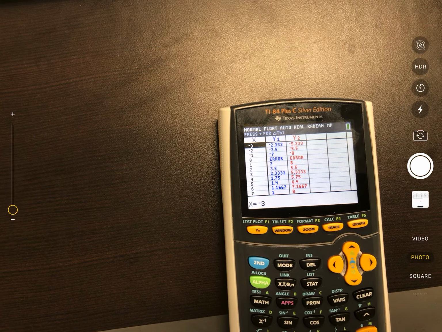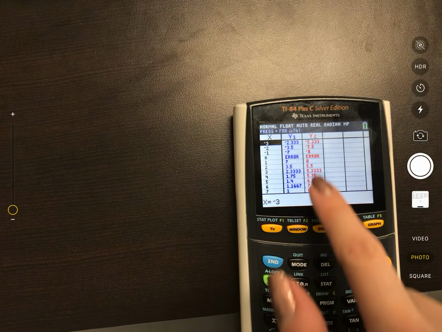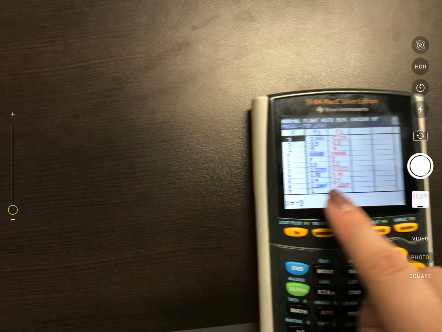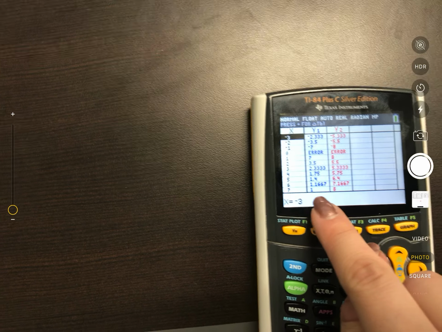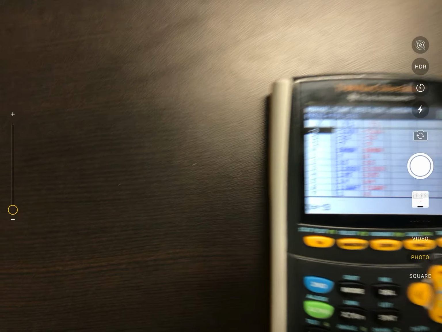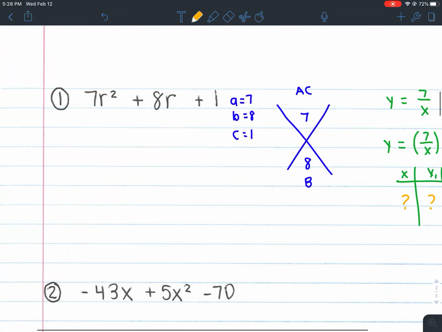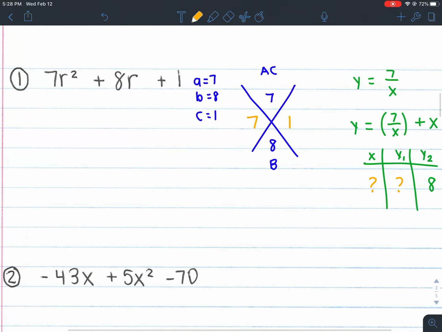I'm looking for positive 8 in the red column. So here I see that I have an 8 here. My 2 numbers are 7 and 1. Well, I also see an 8 here, but again, the numbers are still 7 and 1. So those are my 2 magic numbers. So it's going to be 7 and positive 1.